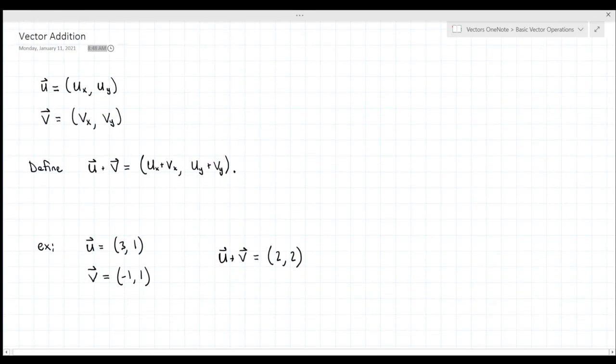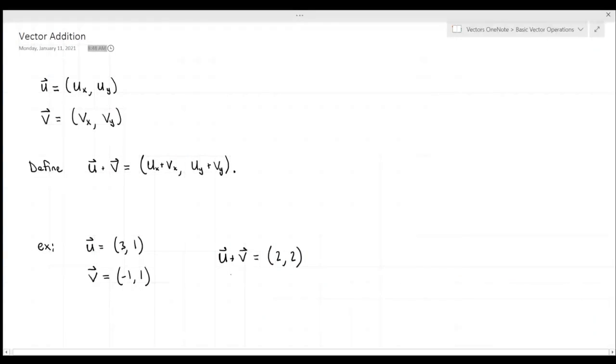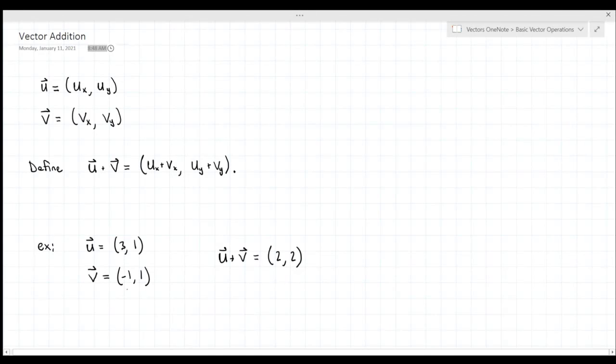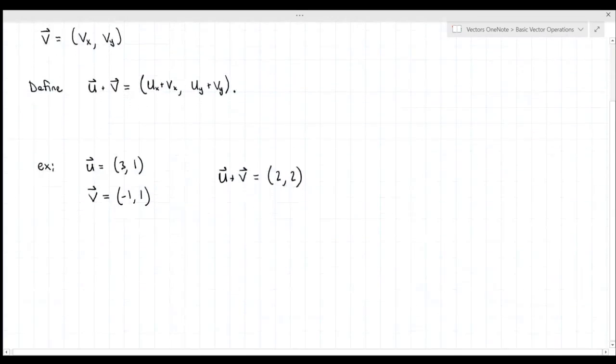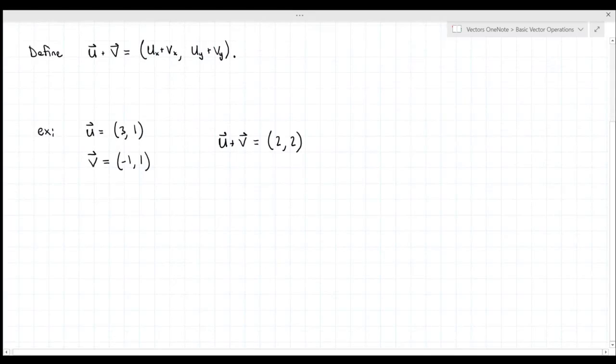As a simple example, I have two vectors here, u and v. If u is the vector 3, 1, and v is the vector negative 1, 1, then to add the two vectors together, adding 3 plus negative 1 gives you an x component of 2. Then adding the y components, 1 plus 1, gives us a y component of 2 as well. So vector addition is pretty simple. Just add the components together to get the sum.